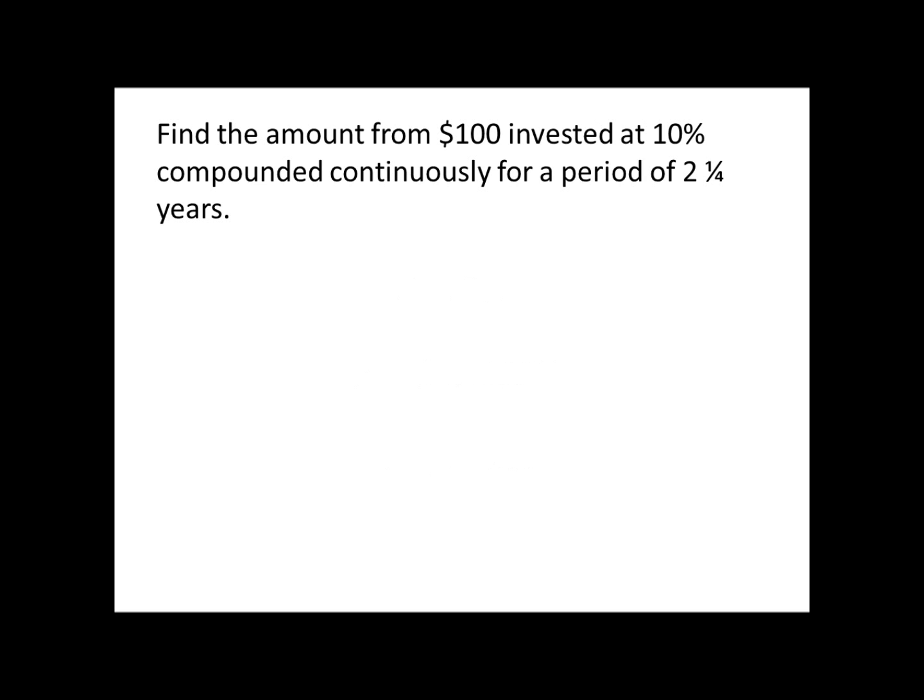Okay, so what if we invested $100 at 10% compounded continuously for a period of 2¼ years? Really, the only thing to pay attention to here is to make sure that you plug in the percentage and the time correctly. Our percentage we need to change to a decimal. Our time, well, 2¼ is 2.25. Type it into your calculator, and you'll have $125.23 at the end of that 2¼ years.